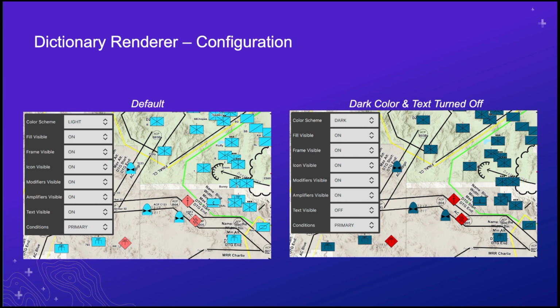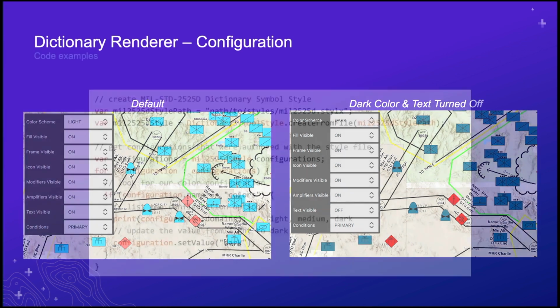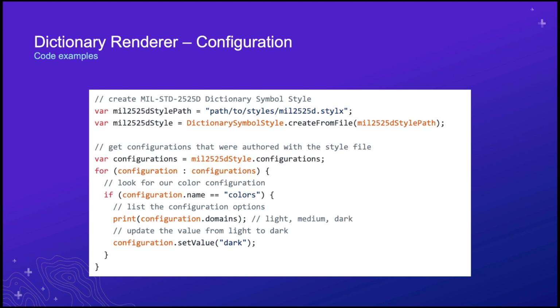Now, if you think back to Carrie's demo, we were able to showcase how you can use configurations to change some properties of the military symbols, and these are according to the specifications. For example, you might want to change between light, medium, and dark colors, or you may want to toggle text on and off. Let's take a look at this in code.